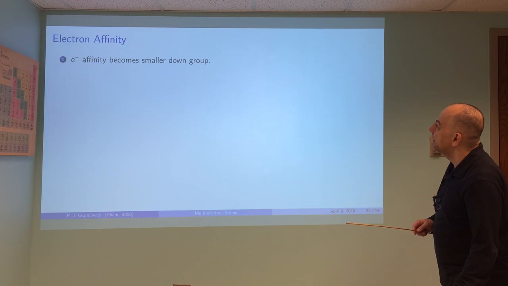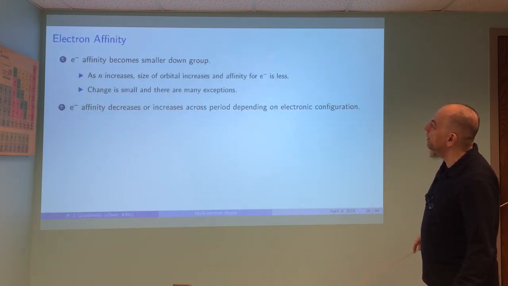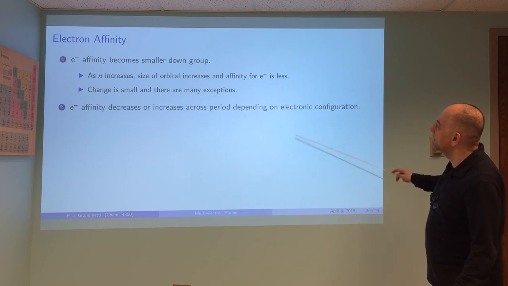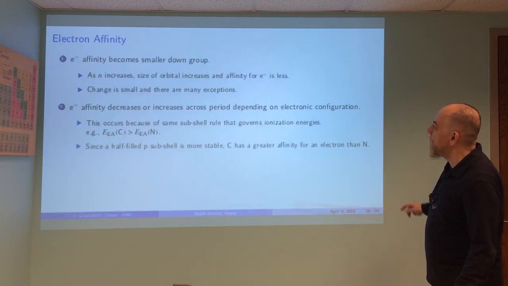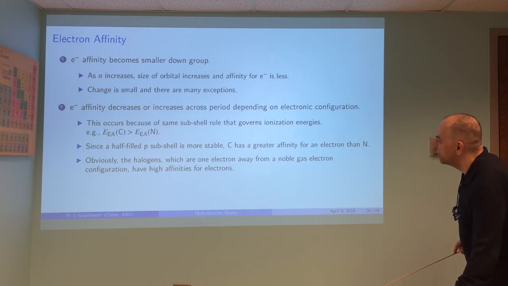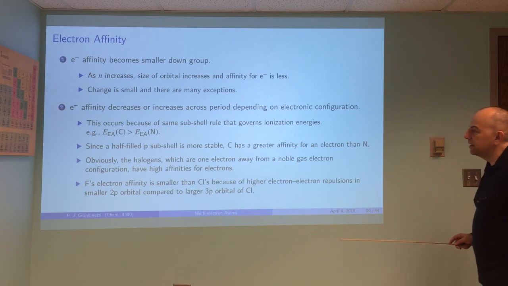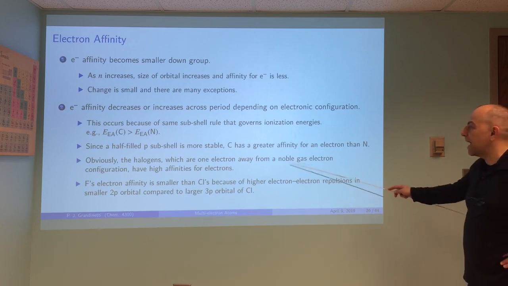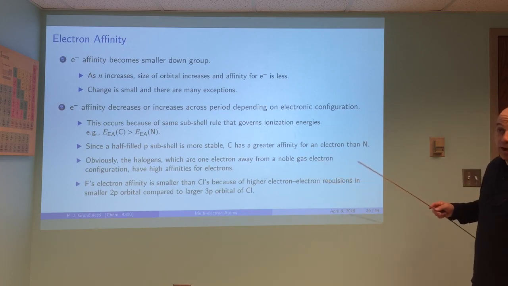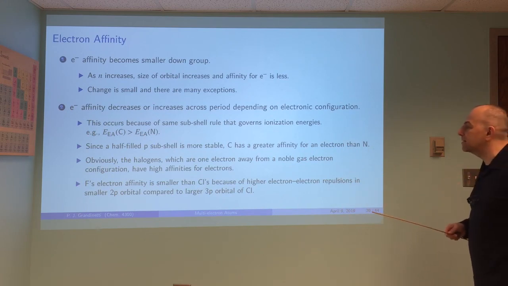All right. So again, the affinities become smaller down the group, and as you go across, it depends. Okay, so I already said this: the half-filled shells are a little more stable. So carbon has a greater affinity than, say, nitrogen, and of course the halogens, which are only one electron away from a noble gas configuration, are going to have probably the highest affinities.